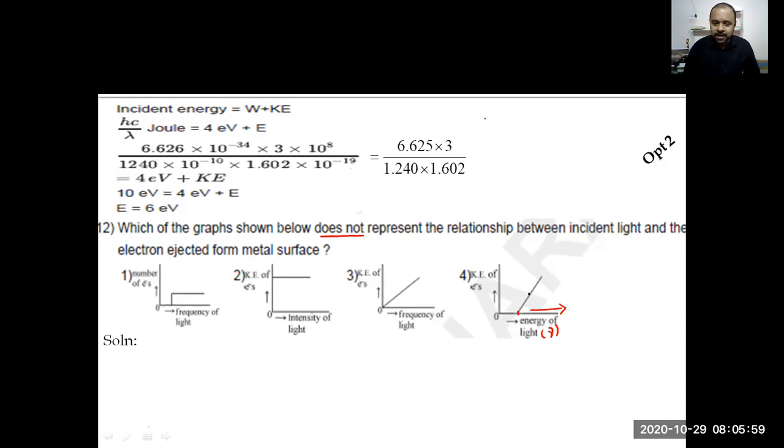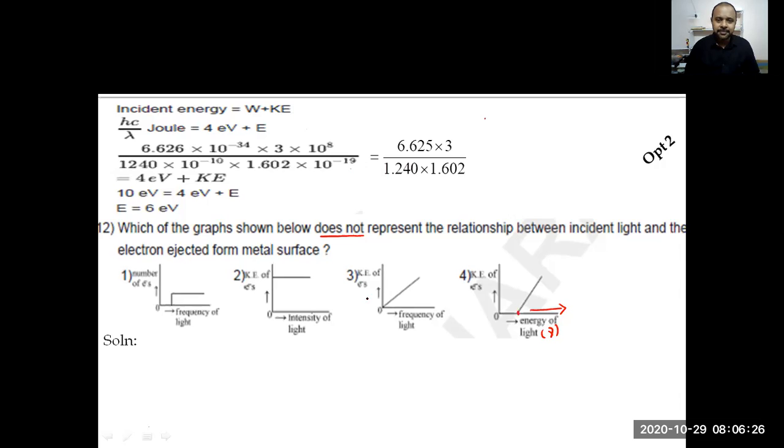If the fourth one is correct, immediately what is the conclusion? The third one should be wrong, because both are the same along the x and y axes. Kinetic energy along the y-axis, frequency nothing but energy. So when kinetic energy versus frequency or energy is plotted, it is the same graph. If the fourth is correct, obviously the third should be wrong. Yes or no?